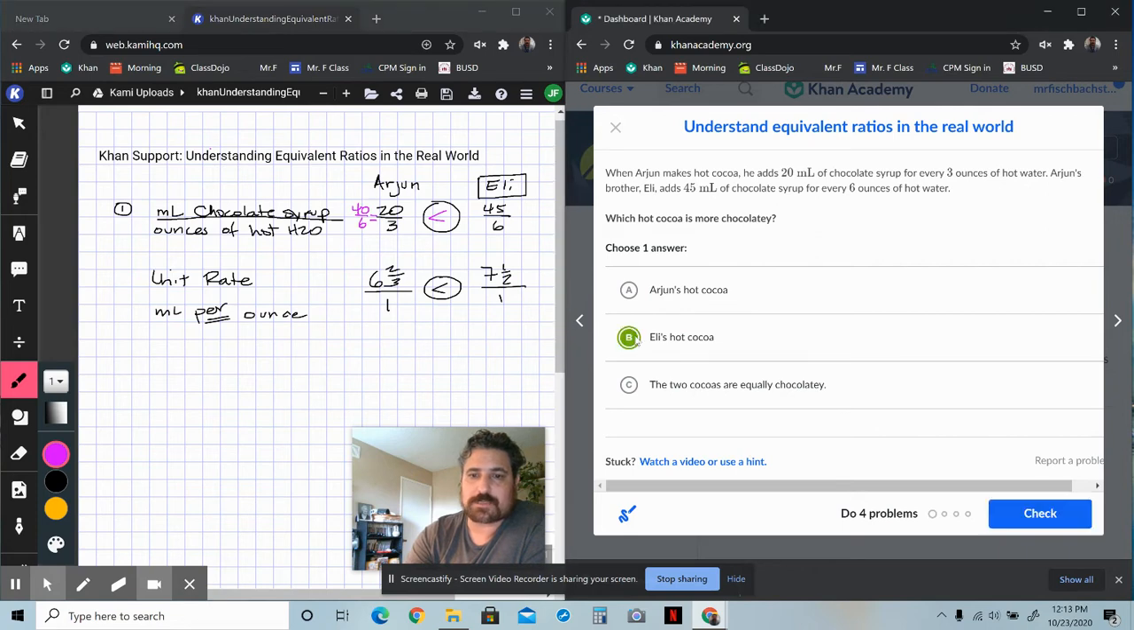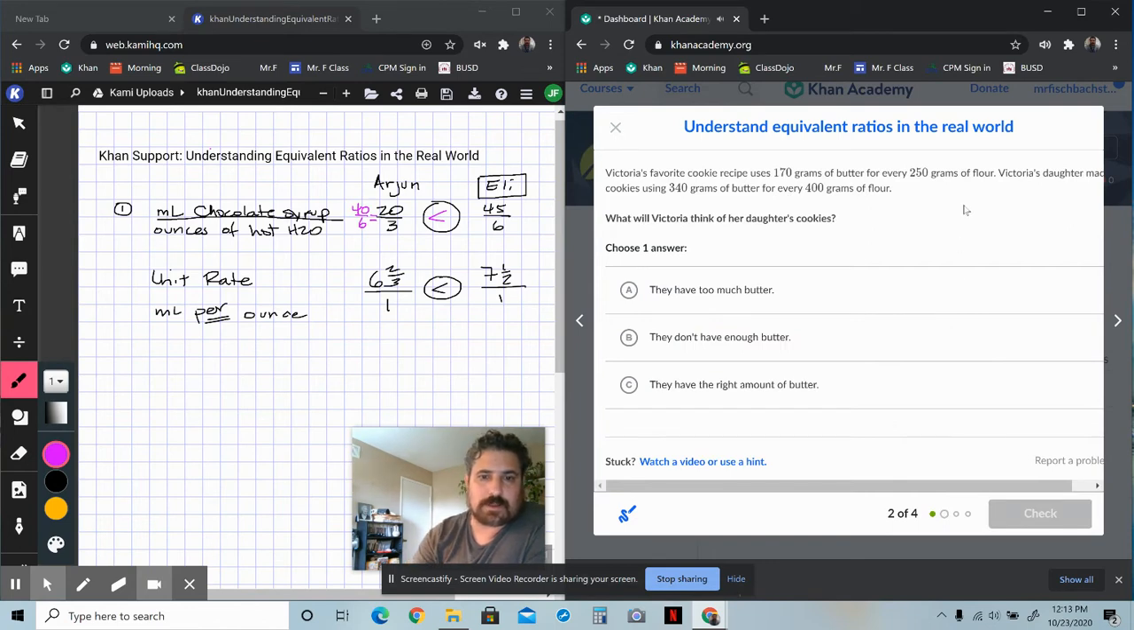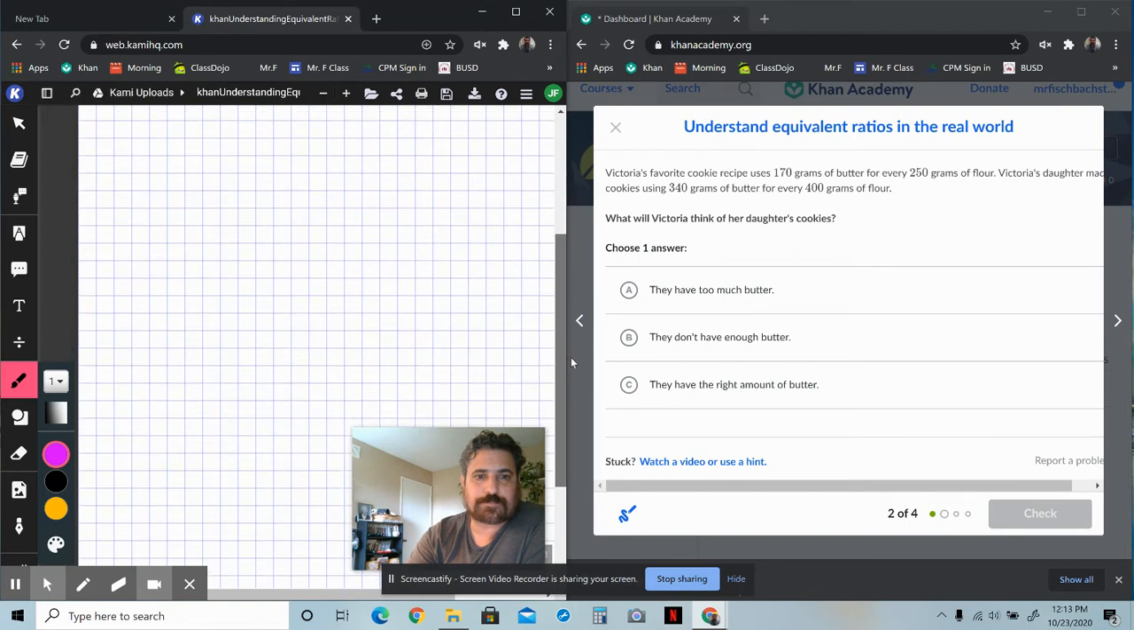So Eli's hot cocoa is more chocolatey. And then you go to the next thing. So now we're going to go down here and make some more space for number 2. All right, so number 2 here. There we go. All right.